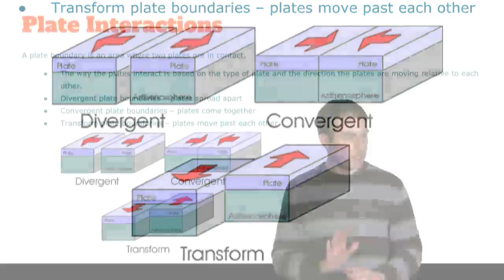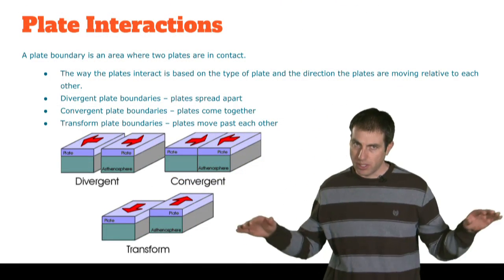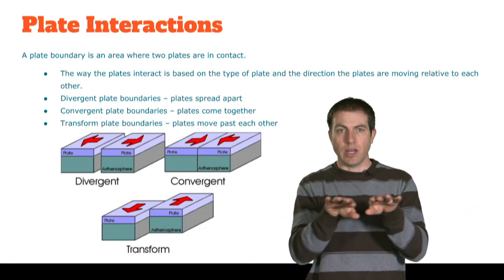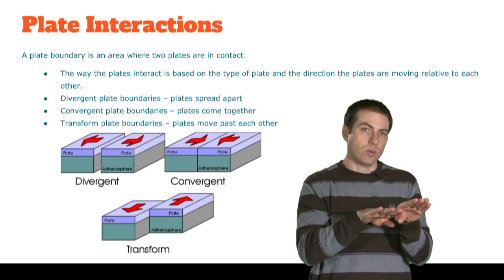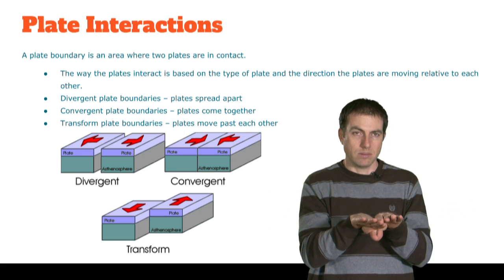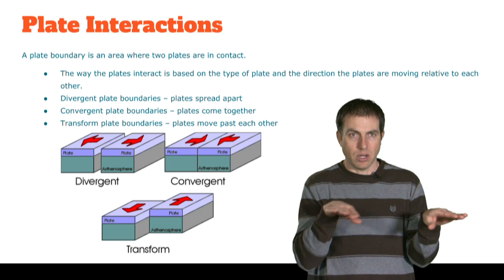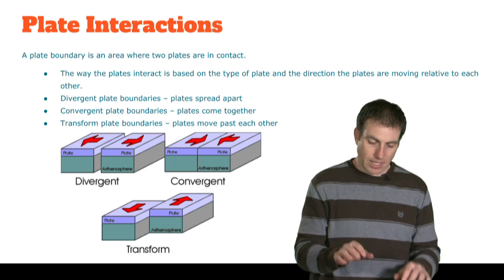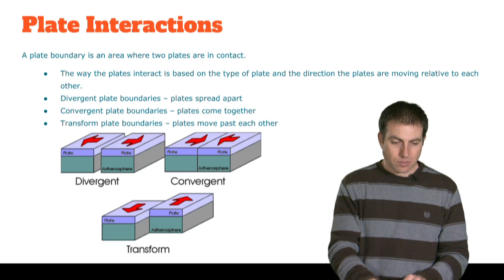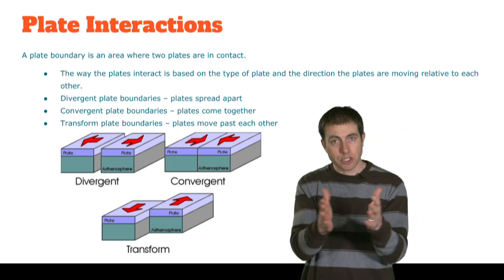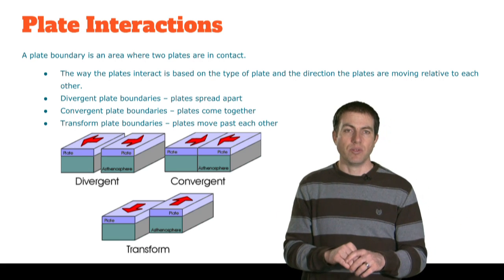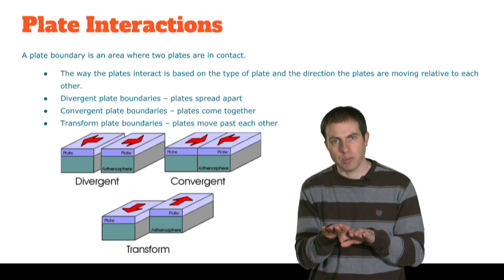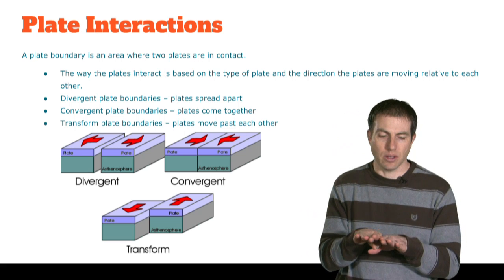We'll talk about subcategories of these things, but they're either coming together, being pushed apart, or sliding past one another. Those are the only three things that can happen. Come together, pushed apart, sliding past. That's it. We call them convergent if they're coming together, that's converging. Divergent is moving apart. And transform boundaries are sliding past one another.